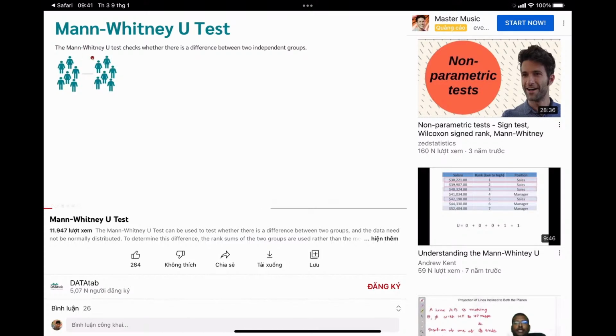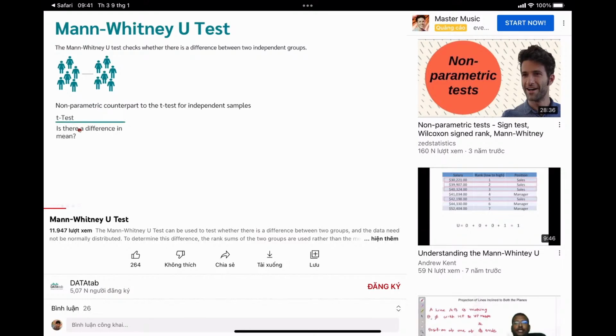Check if there's a difference between these two groups, then you can use the Mann-Whitney U-test. Now you're right if you say that the t-test for independent samples does the same thing, because it also checks if there's a difference between two independent groups. The Mann-Whitney U-test is the non-parametric counterpart of the t-test for independent samples. However, there's an important difference between these two tests.